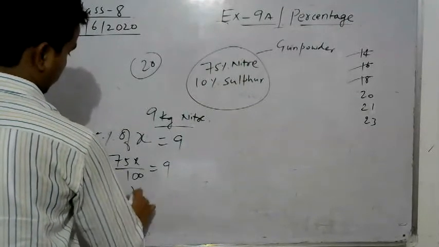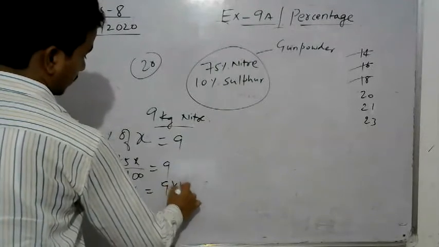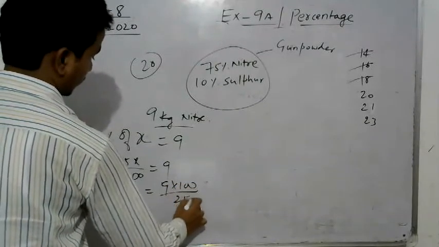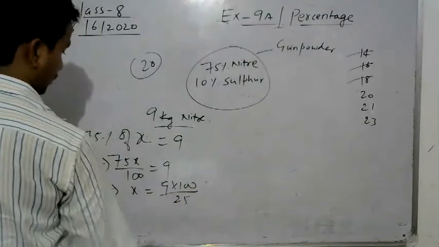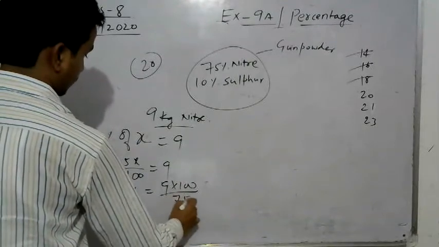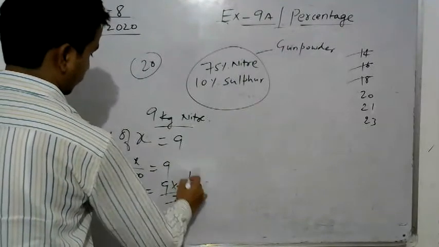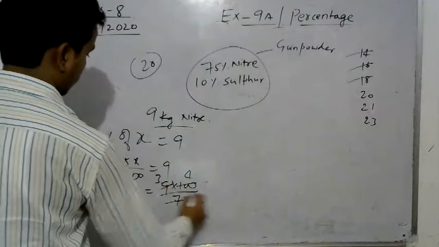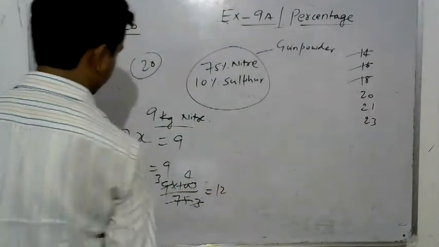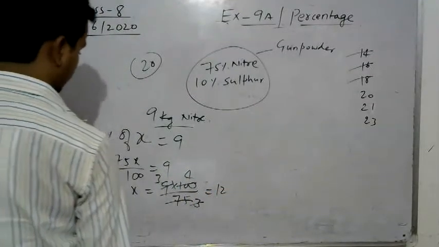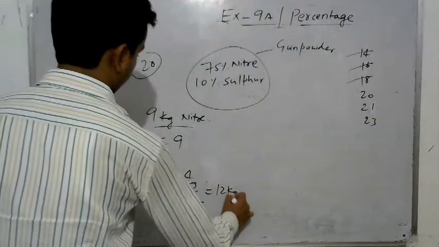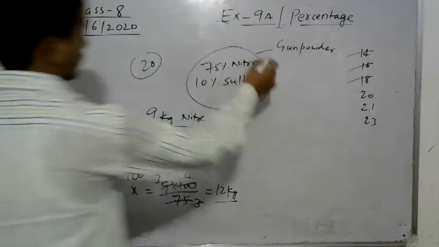Or you can multiply it, solve it. X equal to 9 into 100 divided by 75. 25 3 is 25, 4 is 3, 3 is. So 4 3 is 12 kg. So 12 kg will be the mass of the gunpowder.